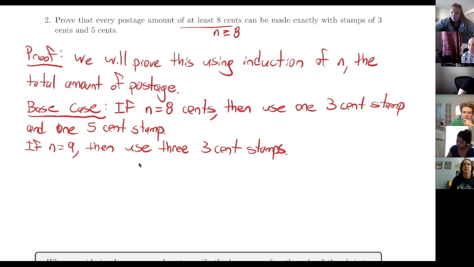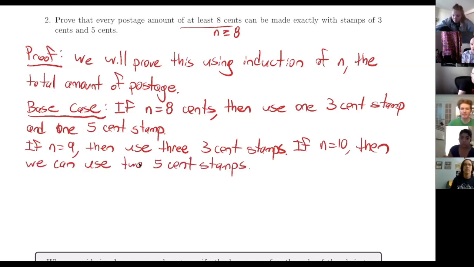And then we have the same problem with 10 cents, right? And that is the fact that I was able to put 8 or 9 cents doesn't really help me figure out how to put 10 cents worth of stamps on it. But if we want to put 10 cents, then we can use 2 5-cent stamps.